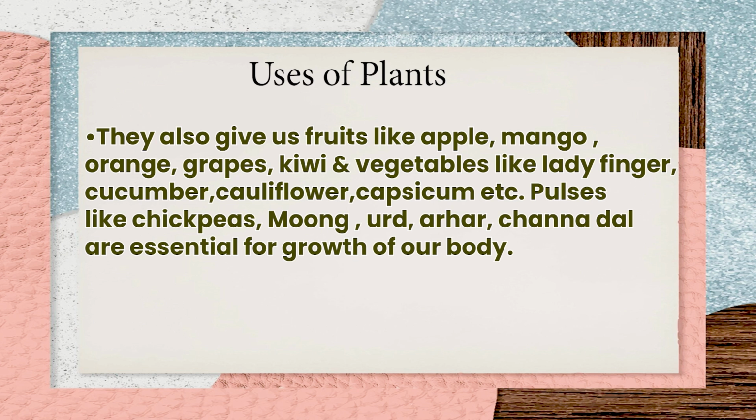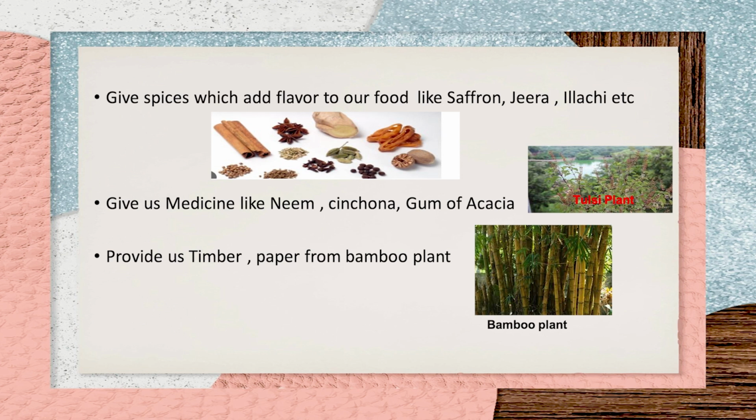Pulses like chickpeas, moong, urad, arhar, chana dal are essential for growth of a body. We get spices which add flavor to our food like saffron, jeera, elaichi, etc. Most of the spices are available in Kerala. Saffron is grown in Kashmir. Your mother uses saffron in kheer, paisam, milk, etc. It's very expensive.